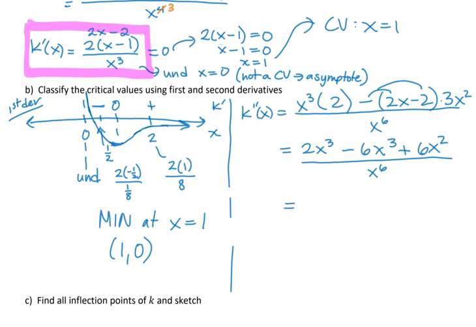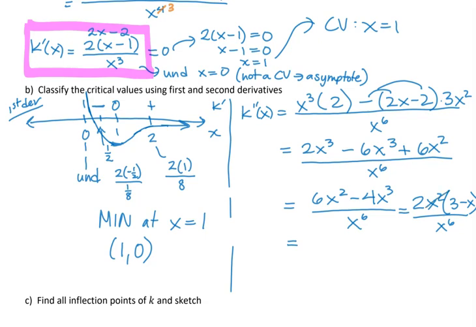And I can combine a little. I get 6x squared minus 4x cubed. And now I'm going to do the factoring, and I can get the 2 and the x squared both at the same time. I'll be left with 3 minus x, a little scrunched. Okay, so that's my second derivative, and I can even do a little better than that. I can cancel out the x squared, so I'm left with 2 times 3 minus x over x to the 4th. So that's my k double prime. So that wasn't too bad finding a second derivative, a little bit of mess, but it didn't take me long.